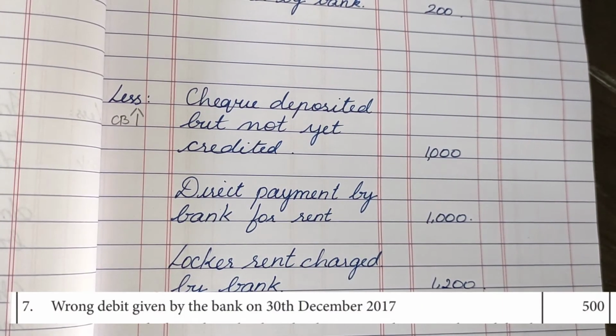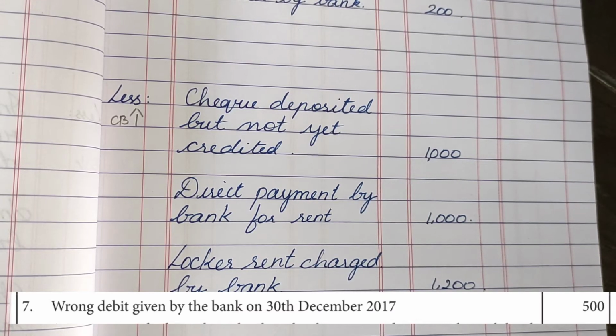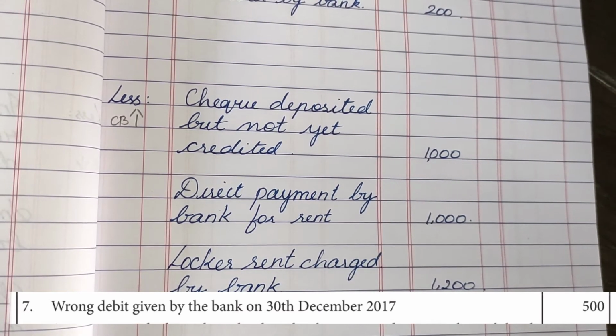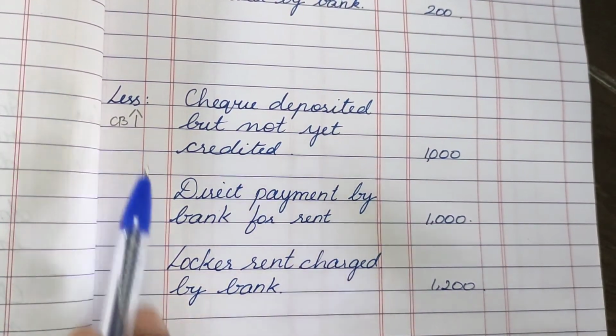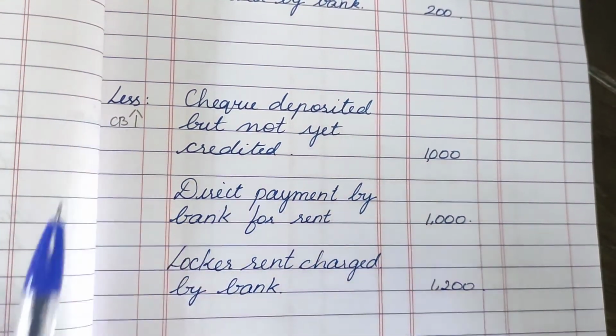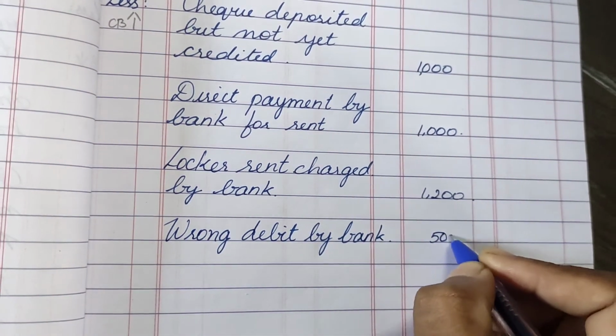The next transaction, wrong debit given by the bank. Debit in a bank is withdrawal. So bank has written something on the withdrawal side which reflects on a decreased value in the bank balance, whereas nothing is recorded in the cash book. So cash book is increasing. When the cash book is increasing, this also falls to the less category. So wrong debit given by bank is 500 rupees in the inner column.